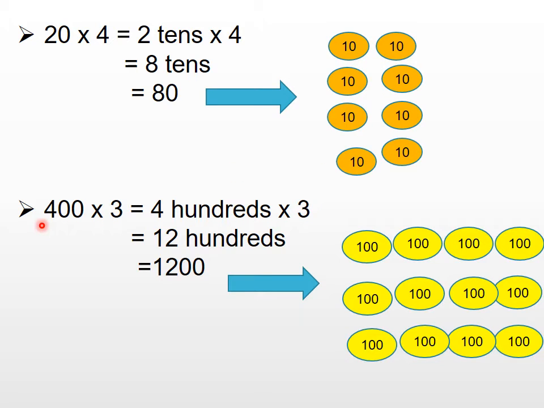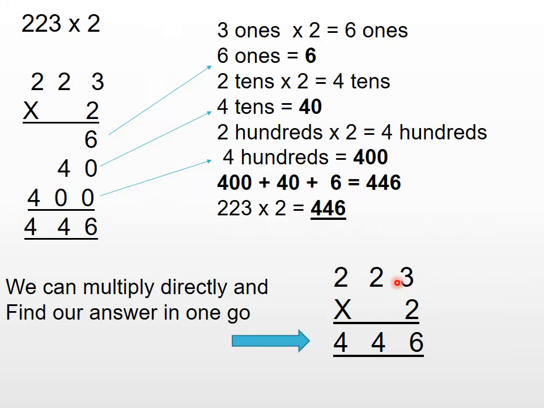If I am multiplying 400 by 3, 400 means 4 hundreds, right? 4 hundreds multiplied by 3, you can simply multiply 4 and 3, which is 12, and you can pass on the hundreds. So 12 hundreds is what? In tens you add 1 zero, in hundreds you add 2 zeros, so 1200. Remember, whenever it's tens you add 1 zero to the number, whenever it's hundreds you add 2 zeros to the number.